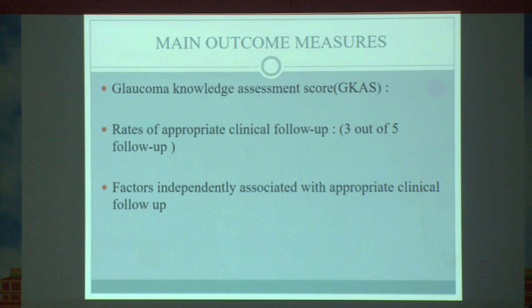Our main outcome measures were the glaucoma knowledge assessment score and the rate of appropriate clinical follow-up. We defined appropriate clinical follow-up as 3 out of 5 follow-ups. And we also looked at whether any factor is independently associated with appropriate clinical follow-up. So these were our outcome measures.